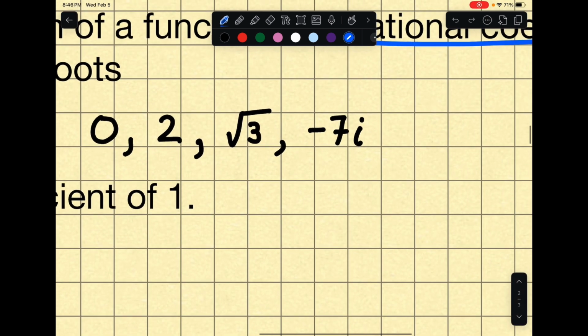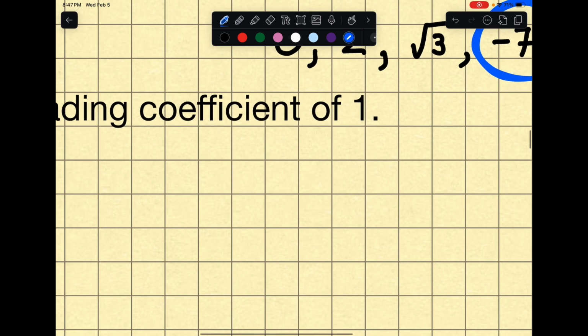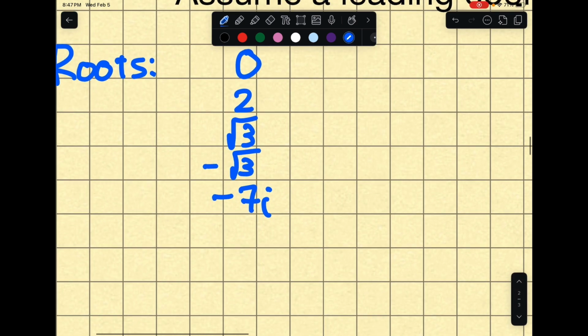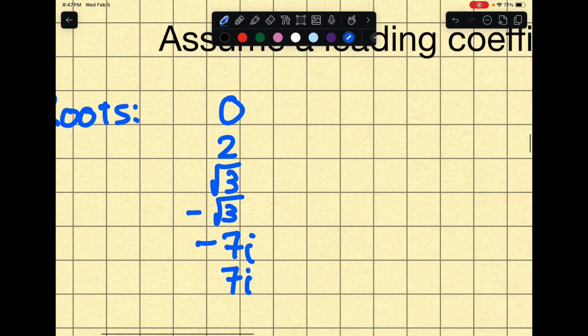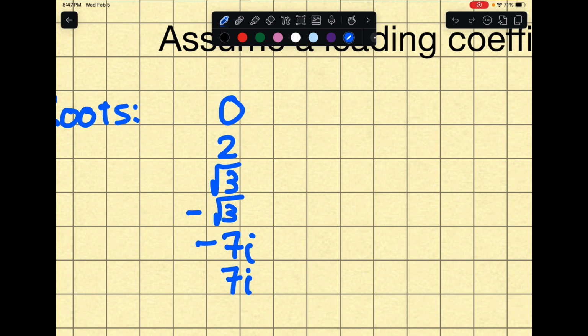We also know that the conjugate root theorem applies to imaginary numbers as well, so negative 7i. If negative 7i is a root, then 7i itself, which is the conjugate of negative 7i, must also be a root. So here we have a whopping 6 roots, so we know we're dealing with a degree 6 polynomial. Fortunately, like we said, we only have to go to factored form, so this isn't terrible to work with.